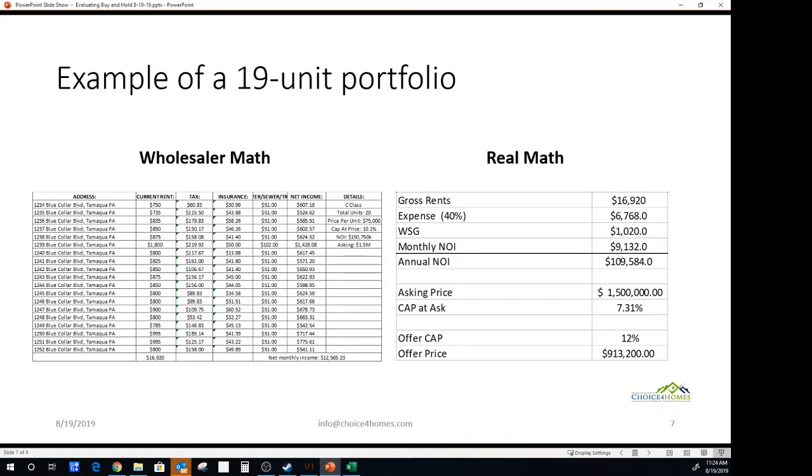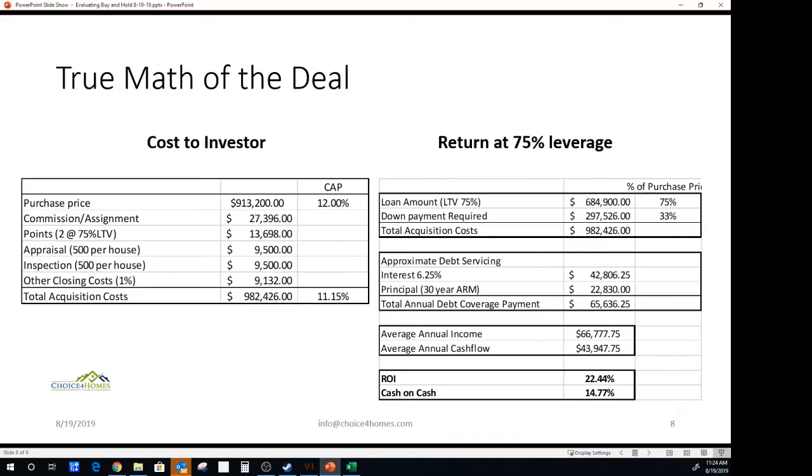Now, I'm not buying that portfolio. I'm not interested in it because it's too rural. So if I were, because of how rural it is, I would offer at a much higher cap rate. But for the sake of argument, let's assume 12%. Now, here we get into the rest of the interesting math. So a 12% cap rate purchase price would mean $913,000 would be what we pay to the seller.